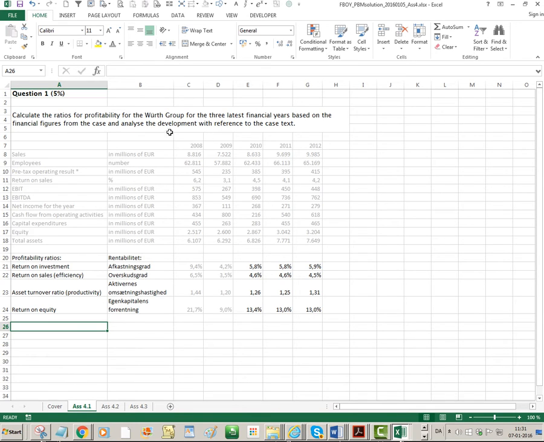Anyway, you would analyze the development in reference to a case text. I will focus here mostly on the calculations, so I will not go into elaborate comments comparing to the projects and this workware, if they have financial strength to do that, etc., etc. So I will just make a short note here. Very stable profitability ratios.